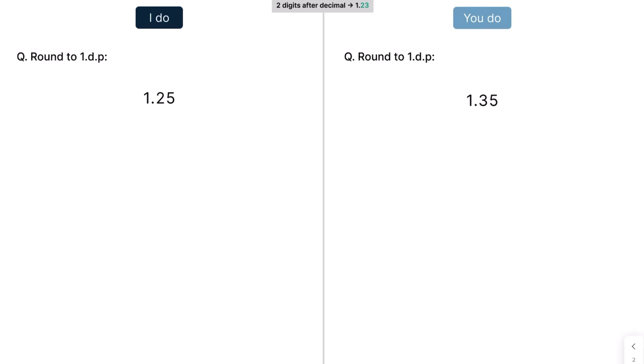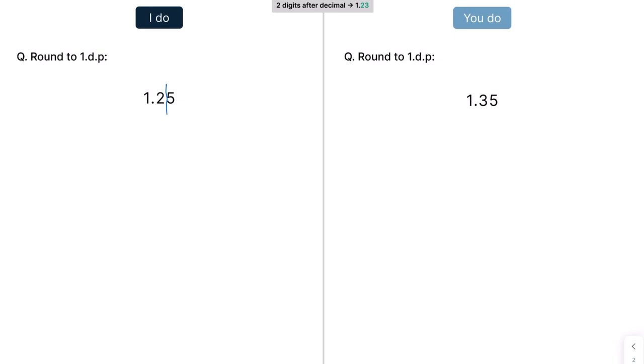The way my videos work, I'm going to do the example on the left, which is I do. You're then going to press pause and have a go at the example on the right, which is you do. So the first question here is asking us to round to 1 decimal place. So when it says 1 decimal place, we're going to hop 1 to the right and draw a line. And if it said 2 decimal places, you hop 2 to the right. So in this case, we're going to draw a line right there.